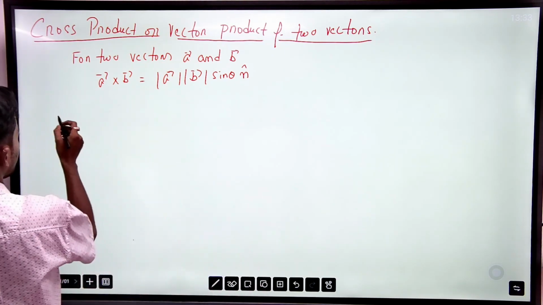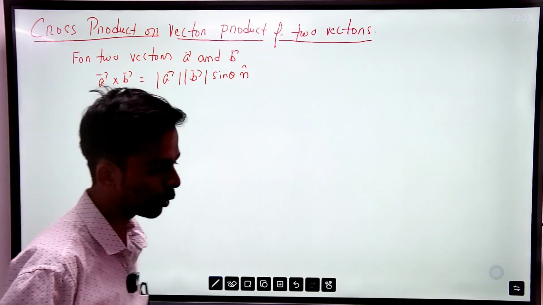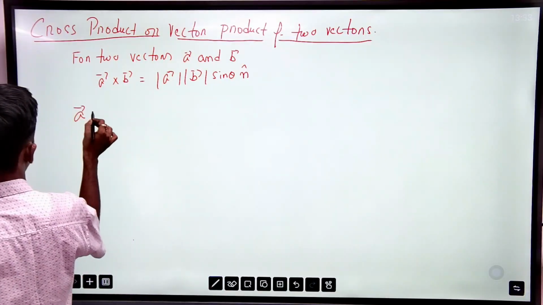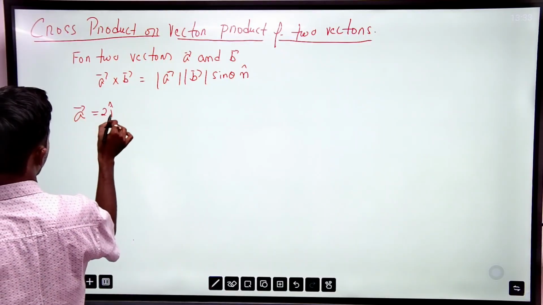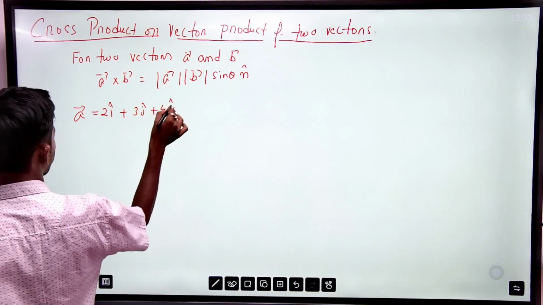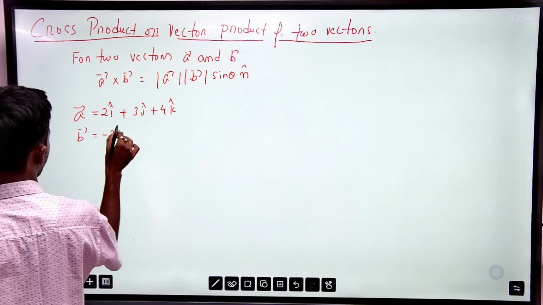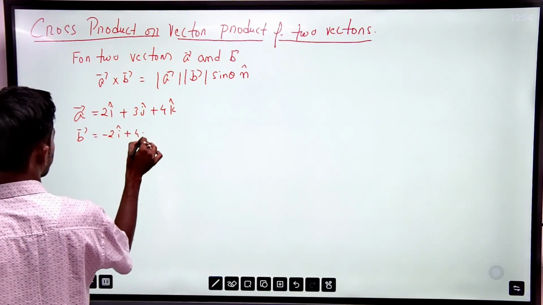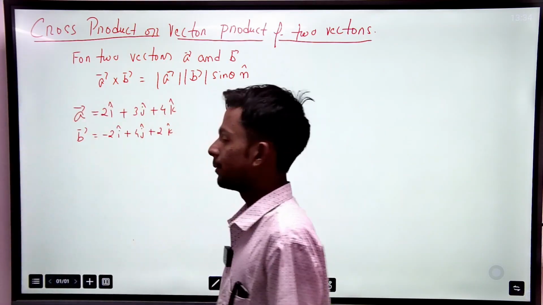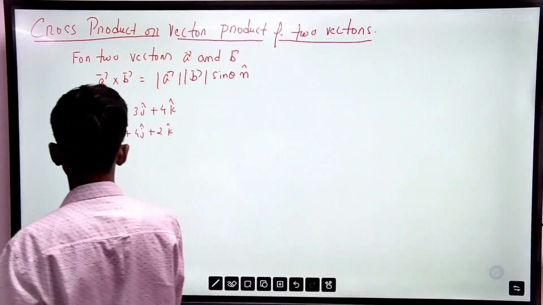Now coming to the most important part, when it talks about multiplying two vectors or taking the cross product of two vectors. Suppose for example I am taking vector A as 2 i cap plus 3 j cap plus 4 k cap, and I am taking another vector B as minus 2 i cap plus 4 j cap plus 2 k cap. These are my two vectors. Now when you find the cross product of these two vectors, you have to find A cross B.